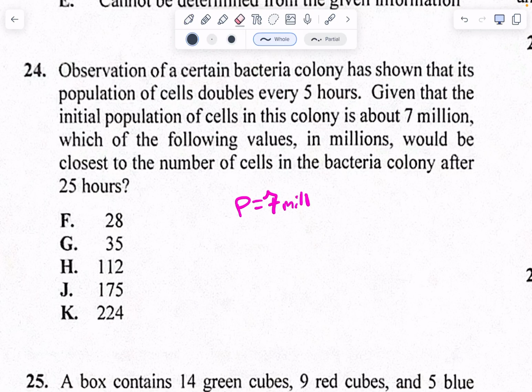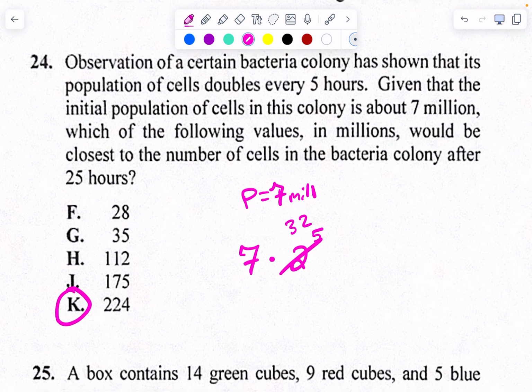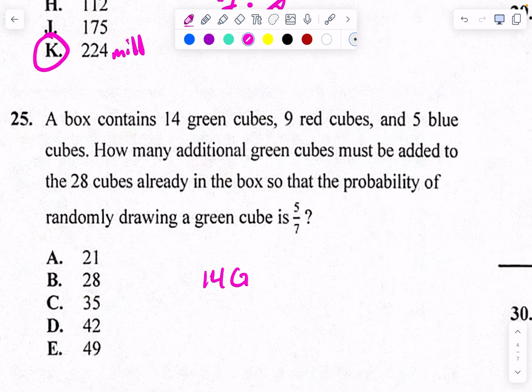Which of the following values in millions would be closest to the number of cells in the bacteria colony after 25 hours? How many times is it doubled? 5. 7 times 2 to the 5th power. It's doubling 5 times. 2 to the 5th power is 32. 32 times 7 is 224. And that's in millions. Yep. Okay, anytime you're doubling or whatever, that's an exponential function.